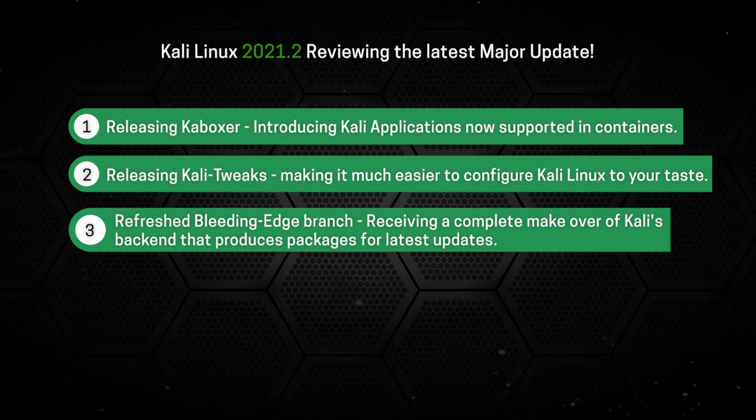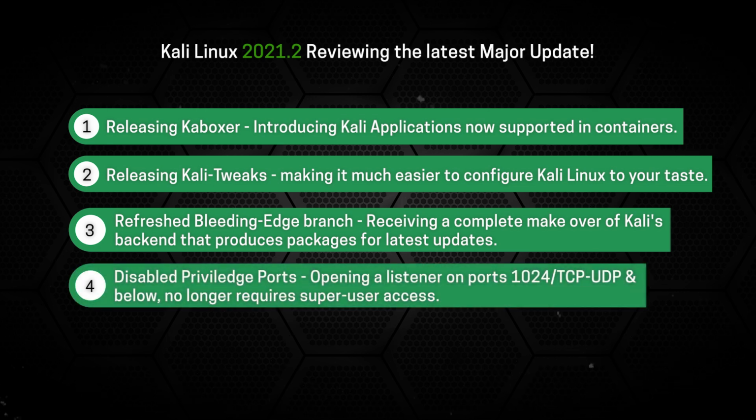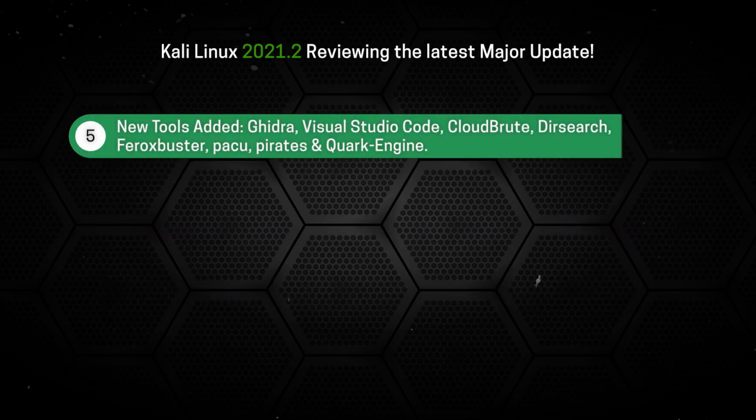The fourth thing we'll look at is disabled privileged ports: opening a listener on ports 1024 and below, TCP and UDP, no longer requires superuser access. The fifth thing we'll look at is the new tools added: Ghidra, Visual Studio Code, Cloud Brute, Dirsearch, Feroxbuster, Paku, Pirates, and Quark Engine.